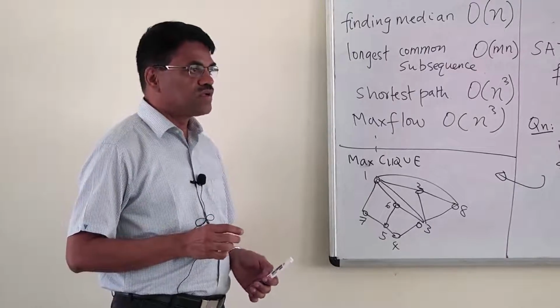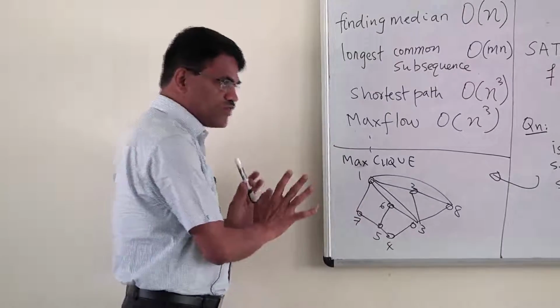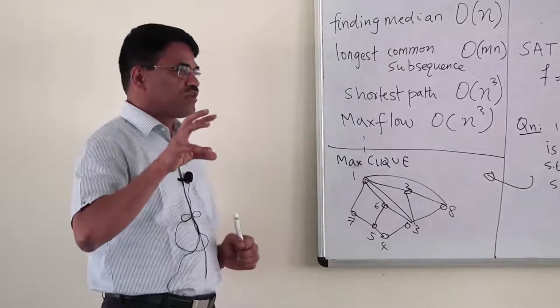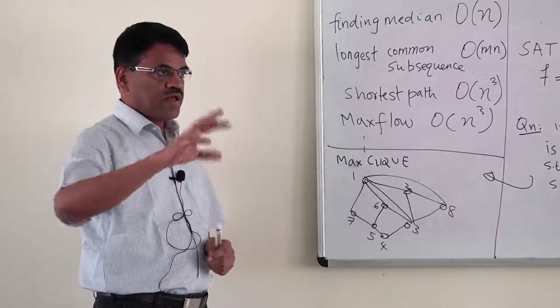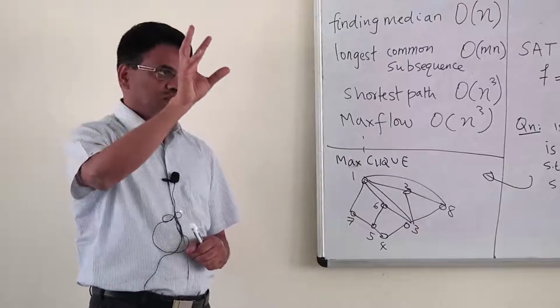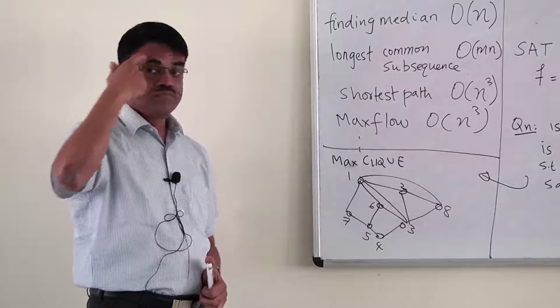All the edges. No, this is the graph. The graph is given to you. I give you this input graph. I want some subset of vertices. I don't want all the vertices. A maximum sized subset of vertices such that in that subset there is an edge between every pair of them. Okay, which three?